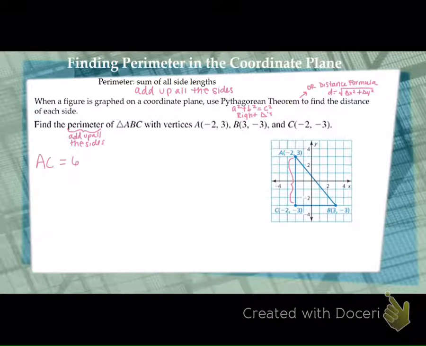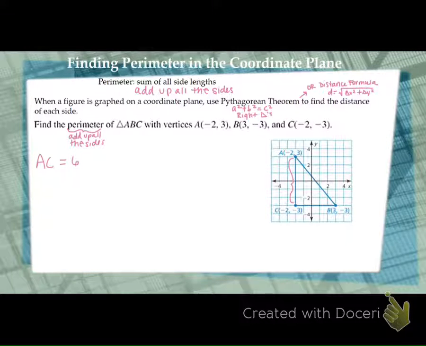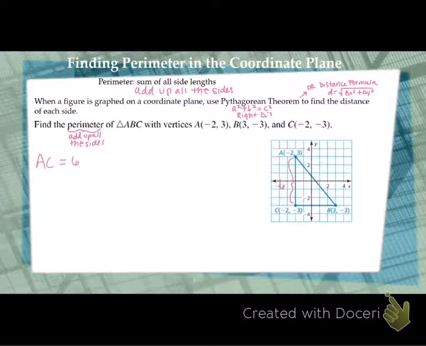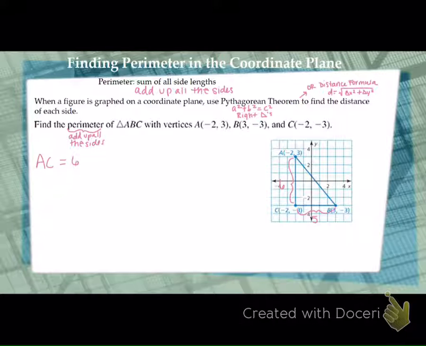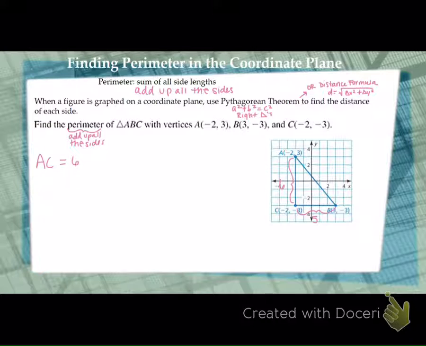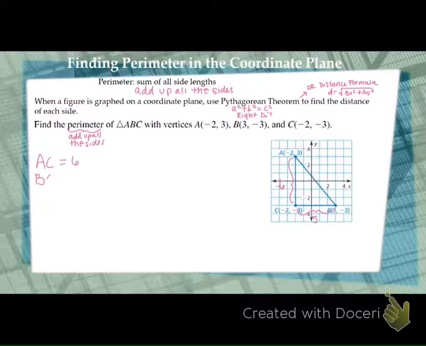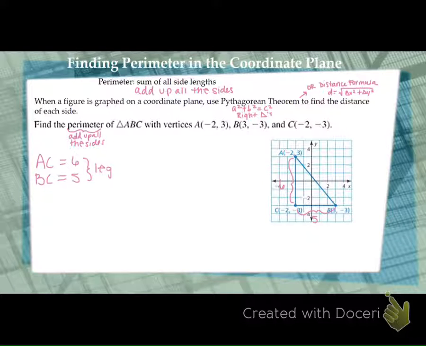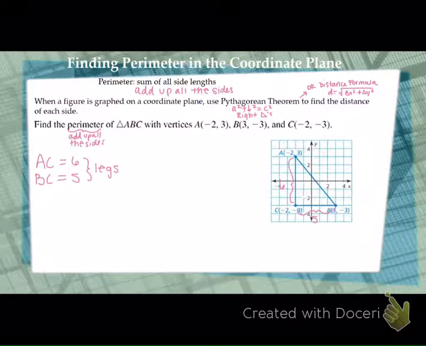What is the distance from C to B? What is it? 5? So these are both legs because they form the right angle. Remember, the side opposite the right angle is called the hypotenuse.